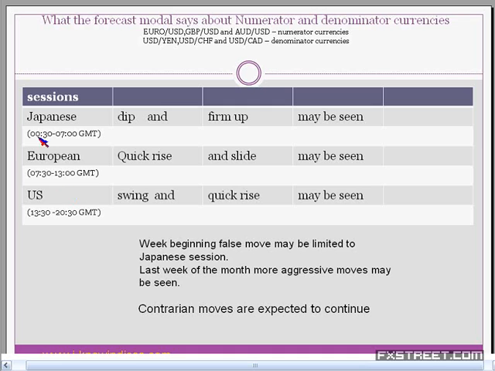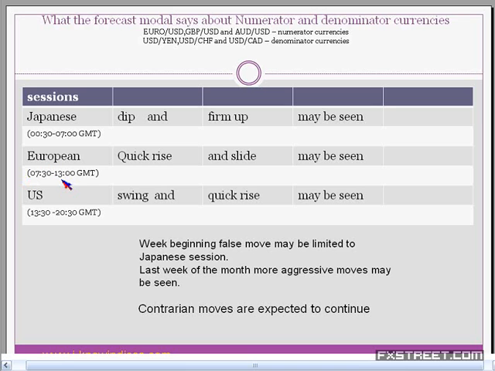So from today onwards, yesterday onwards, the daylight saving system switched on in the case of Europe and UK. So you find that 0030 to 7 GMT is the Japanese session. So the Japanese session is short by 30 minutes from the earlier situation. Then the European session starts from 7:30 GMT. So between 7 and 7:30 is the gap time before the start of the European session.